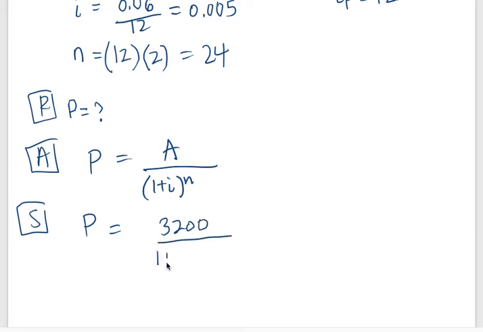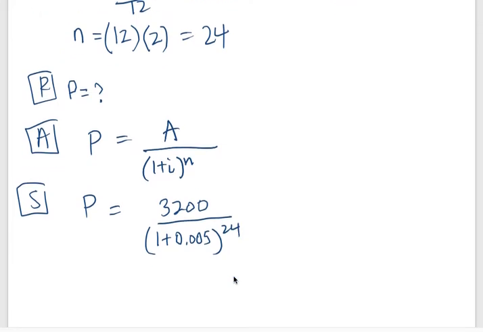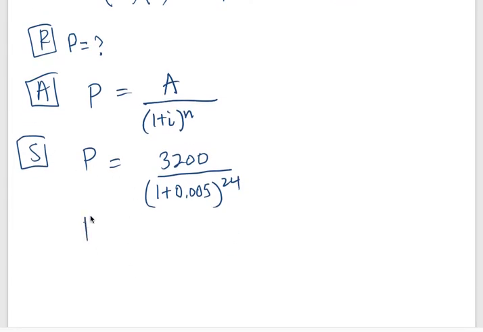Okay, so 1 plus your interest rate, which is 0.005, to the power of 24. So again, follow BEDMAS. Be careful. Just go through. Let's clean up the bottom first.